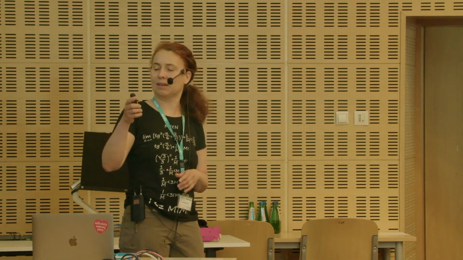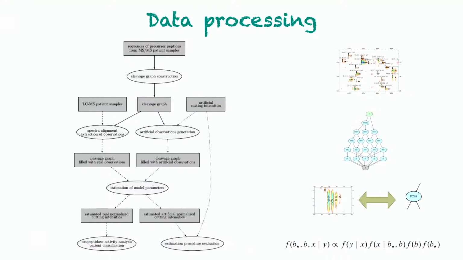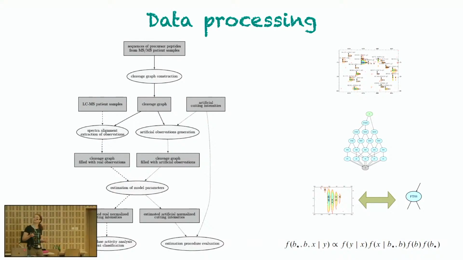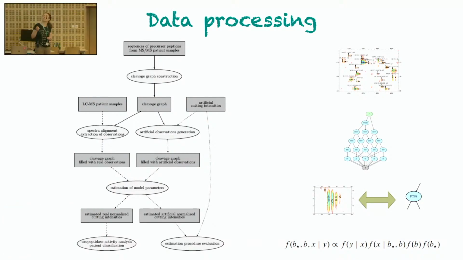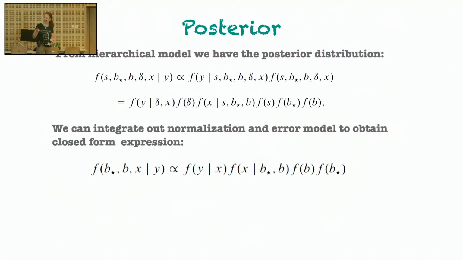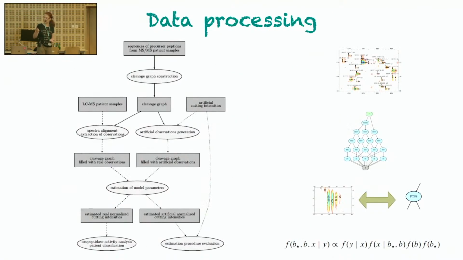Okay, so this is the whole diagram of data processing. At the beginning, we collect these sequences of precursor peptides from mass spec experiments. We construct the cleavage graph, and here you can observe two paths. The left one is for real data. So we put the observation into the graph. Most of the nodes are empty, in fact. But there is also the right path. The right path here is artificial observation generation.